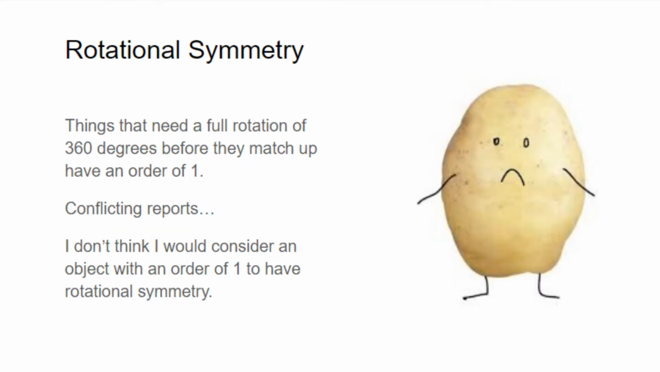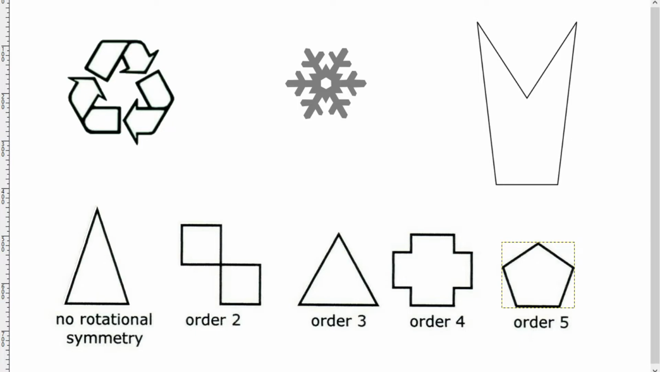What will help is some of these examples. I think the easiest way to figure out if something has rotational symmetry is to just go into a computer and get a rotational tool going. Or maybe not the easiest way. This is probably the most accurate way.